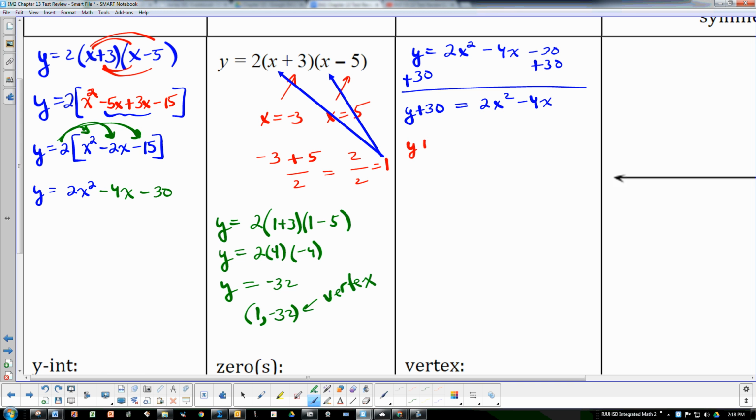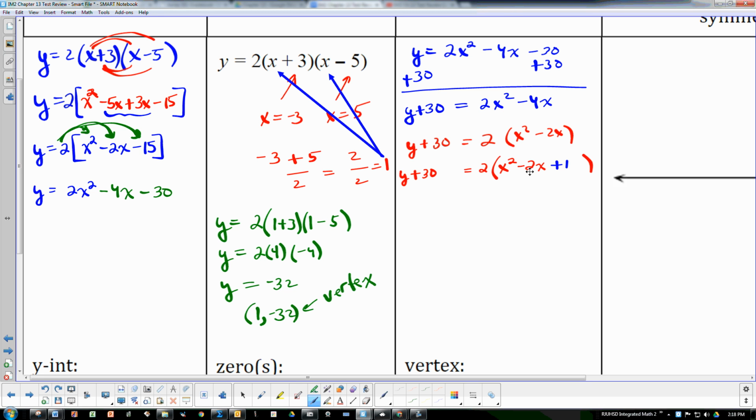So this is y plus 30 is equal to 2. And what's this going to become? x squared minus 2x. Now I can complete the square. Here goes. So y plus 30, intentionally leave some space, is equal to 2 multiplied by x squared minus 2x, intentionally leave some space, and inside here, think about this. What is half of 2? That's 1, and then square, and that's 1. So add 1.